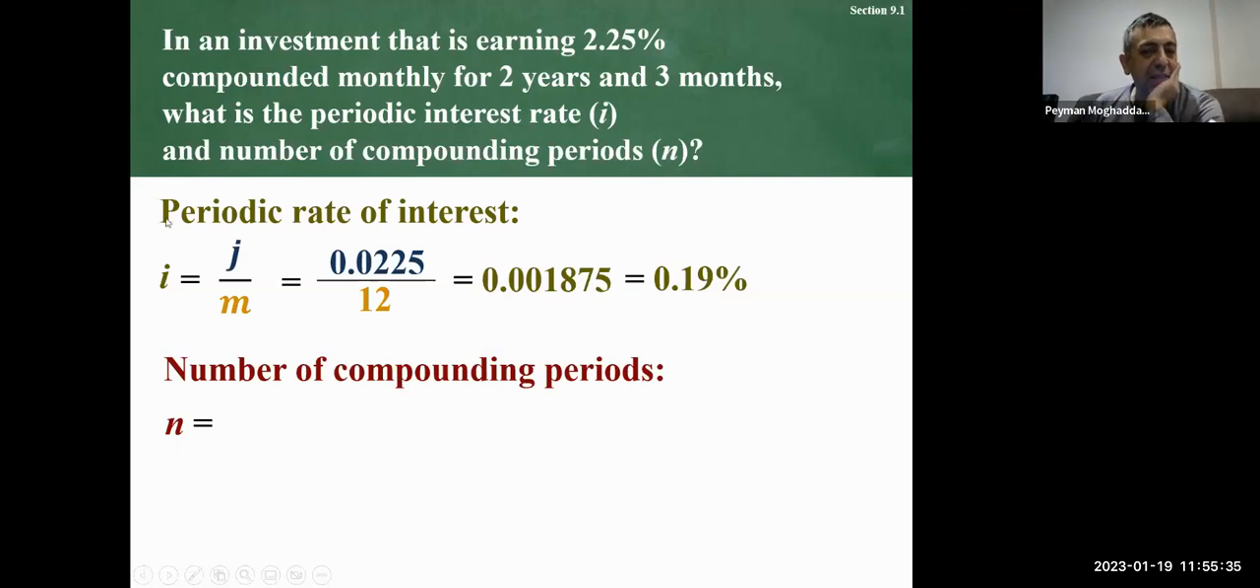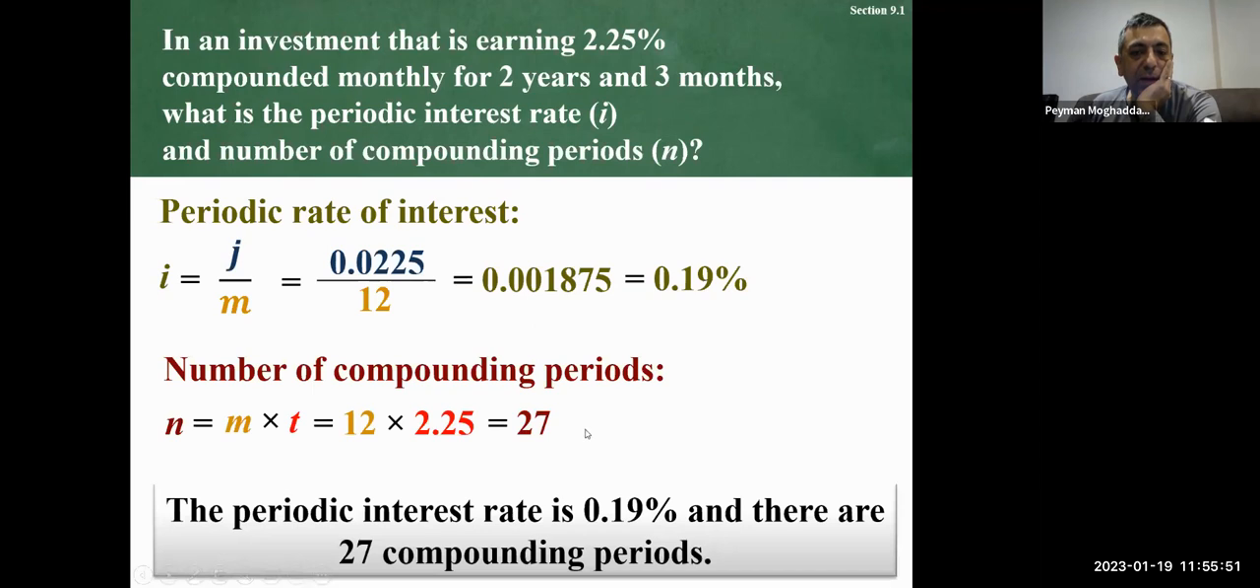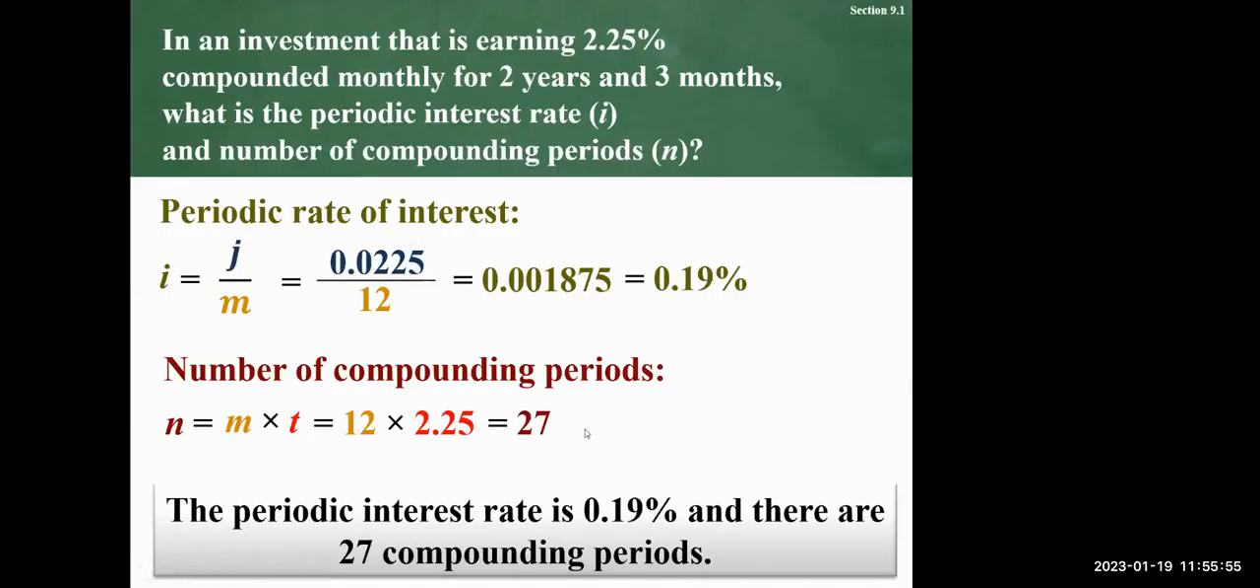And the number of compounding periods is going to be the time in years, 2 years and 3 months, which is 2.25, multiplied by the compounding frequency, which is 12. 2.25 times 12 is 27. Okay. So the answer is C.